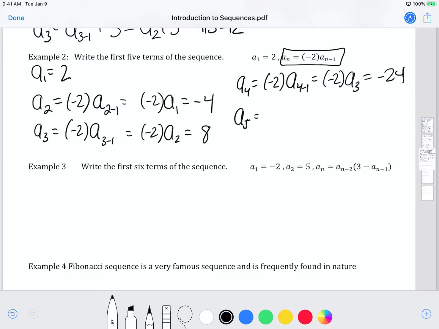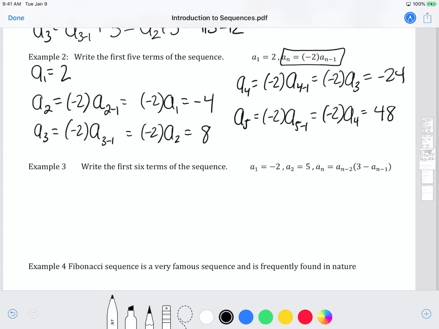Okay, last one that we have to find, because it says find the first 5 terms. I'm going to take -2 times a, 5 minus 1, which is -2 times a4. A4 is -24, and when I multiply it by -2, that gives me +48.